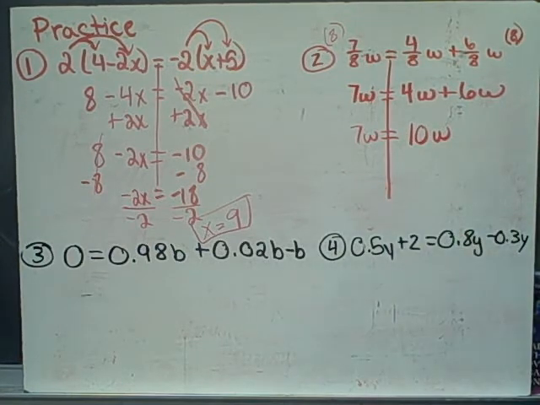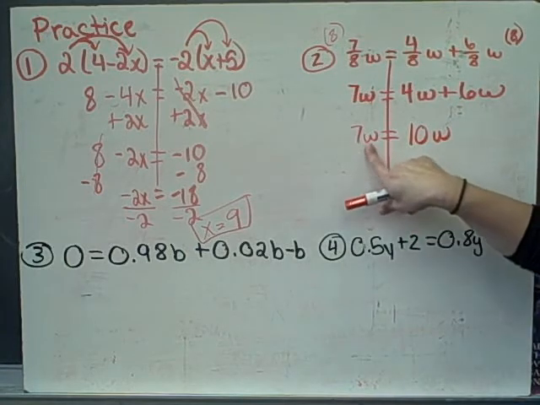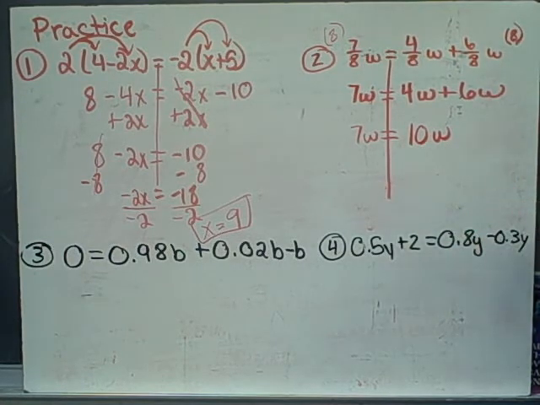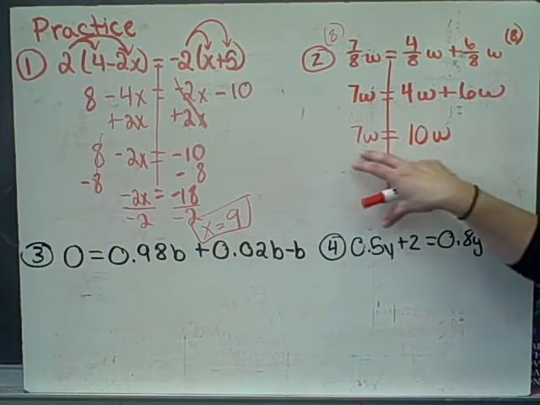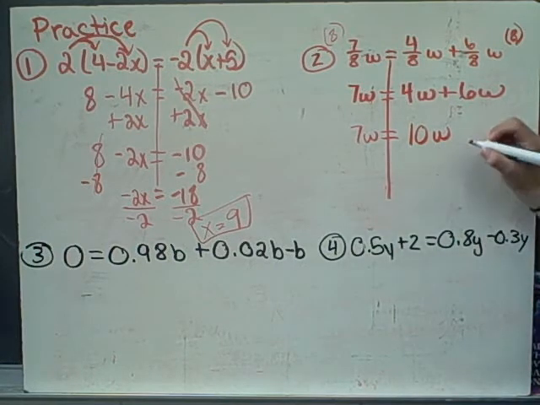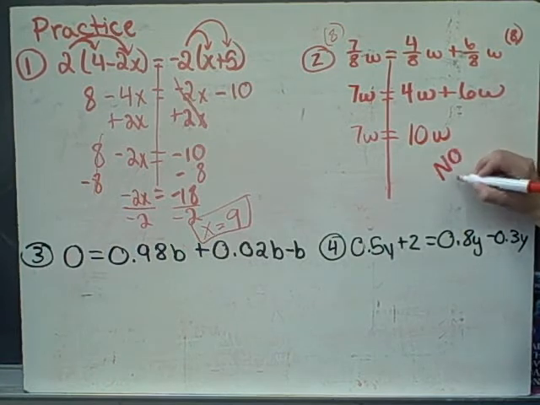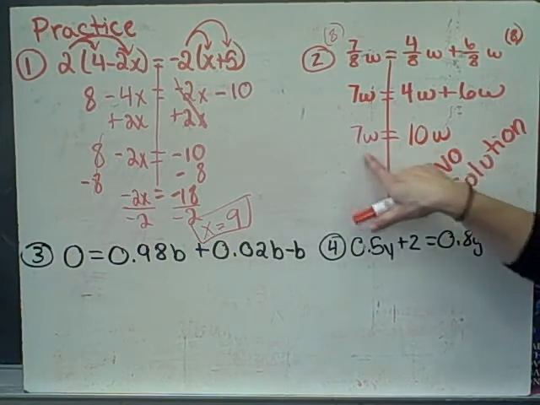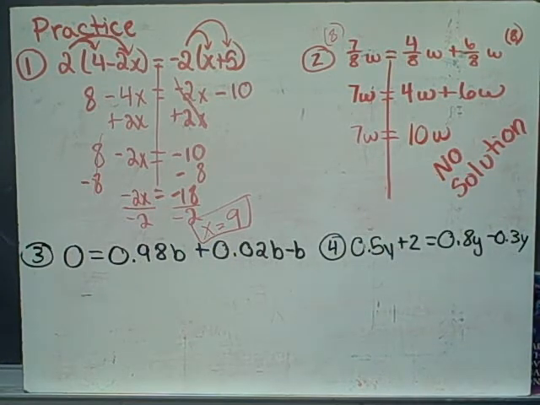Okay? So this immediately looks very strange, doesn't it? It's not possible for 7 times one number and 10 times the same number to be equal, is it? That's not fair, because if I just say I picked a number for w and said 2, 7 times 2 would be 14, but 10 times 2 would be 20, and that's not equal. Because the two sides of this equation do not equal, we are going to say that there is no solution. Okay, because it is obvious that those two cannot possibly be equal.